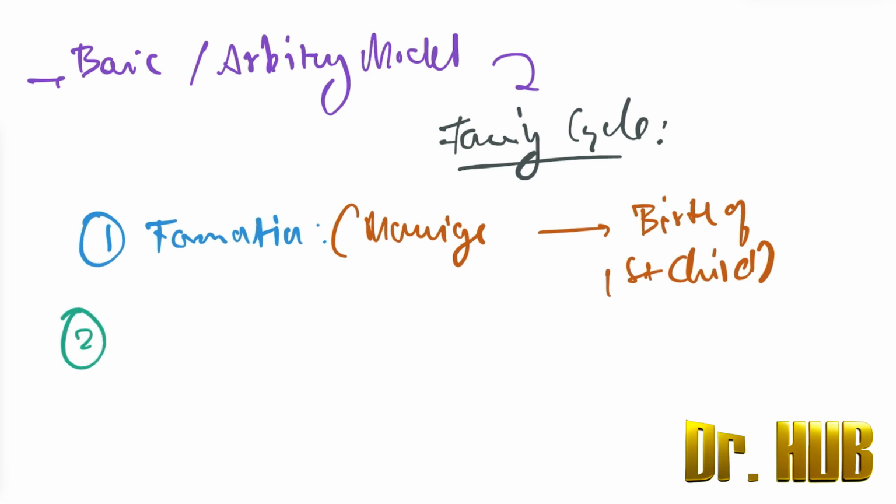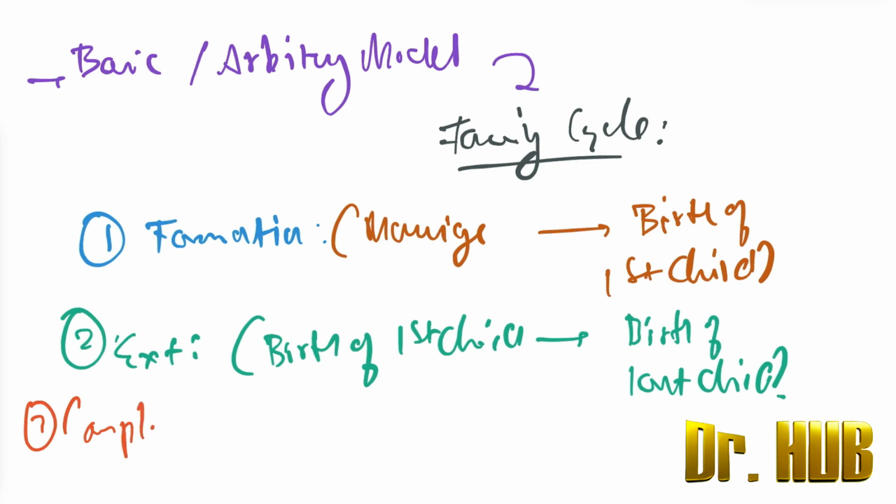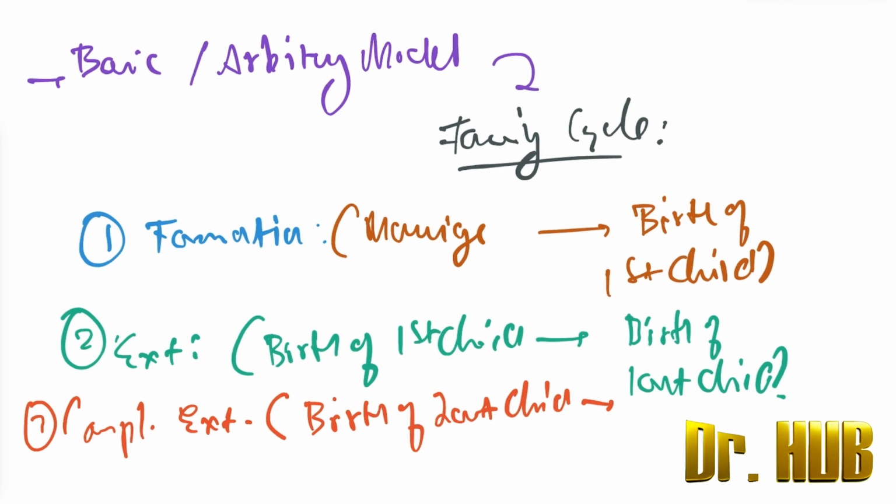Next, there is extension. Extension means from the birth of the first child to the birth of the last child. Then we look at the complete extension, the third phase, which is from the birth of the last child until the first child leaves home.